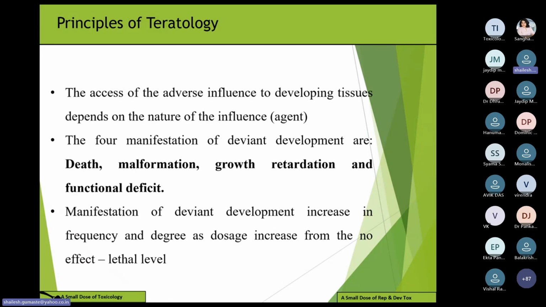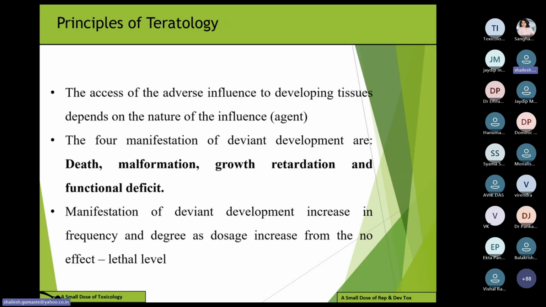Fourth one is that access of adverse influences to the developing tissues depends on the nature of the influence, that is, we call it the agent. This principle highlights the importance of the physical and chemical properties of teratogenic agents in determining their ability to reach and affect developing tissues.